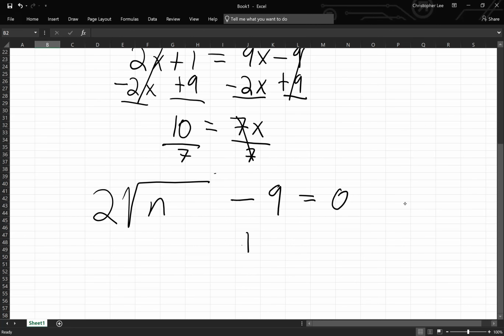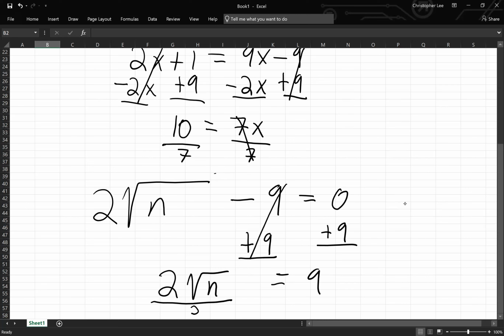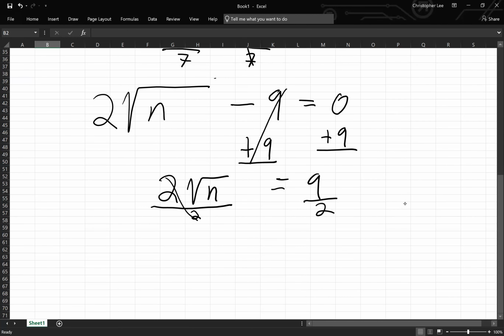That's not bad. So just add 9, right? Because you want to put all your numbers on one side, get all your variables on the other. So I have 2 square root n is equal to 9, right? Then I'm gonna divide by 2. What you do to one side, you do to the other, right? Just like that. So now I have square root n is equal to 9 over 2, right? And then you want to get rid of that square root that's there. So you're just gonna square it, right? And what you do to one side, you do to the other.